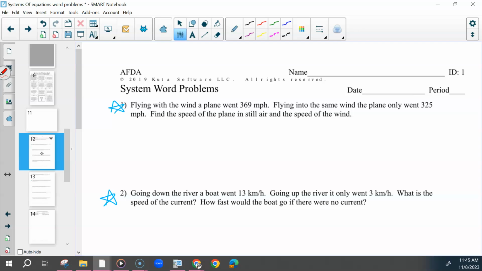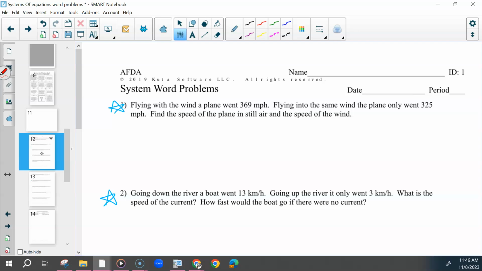The last type of equations we need to talk about are these different wind and current, like river speed problems. So we'll do 2 of these and then you'll have time to find this. Alright, so for number 1, let's read that. Flying with the wind, a plane went 369 miles per hour. Flying into the same wind, the plane only went 325 miles per hour. Find the speed of the plane in still air and the speed of the wind.